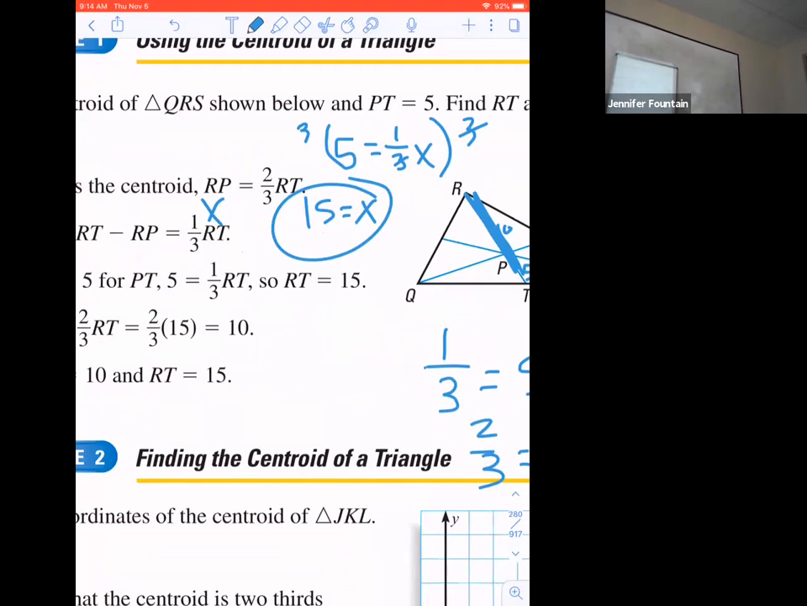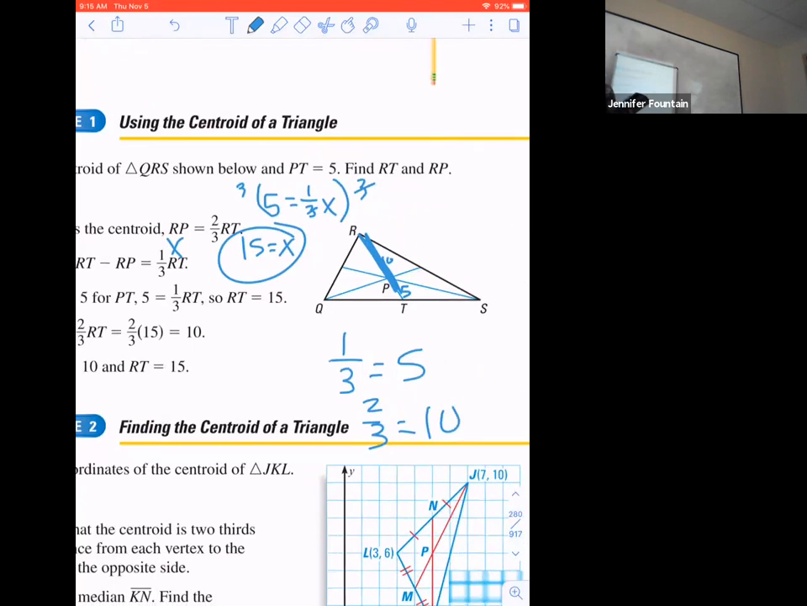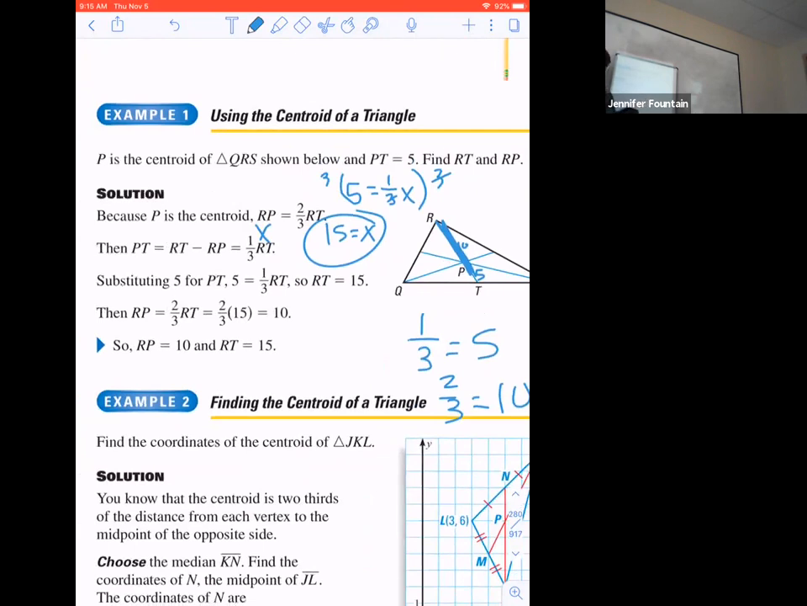But either way, think of it this way: 1/3 of my whole line equals what number? Or 2/3 of my whole line equals a number, okay? And when I say the word "of," what operation does that indicate? Multiplication. So if I said 1/3 of 15, then I know I'm multiplying 15 by 1/3, okay? So we found that if PT was 5, then RT was 15, which means that RP would be 10.